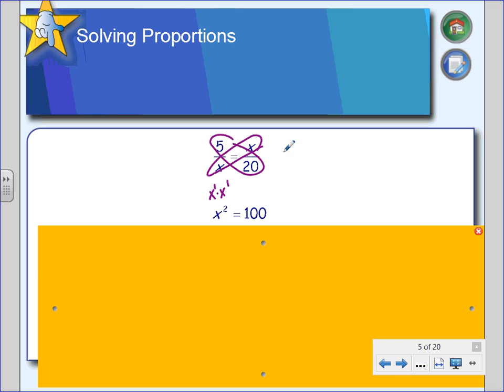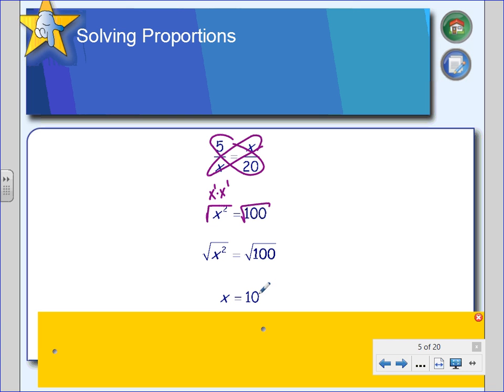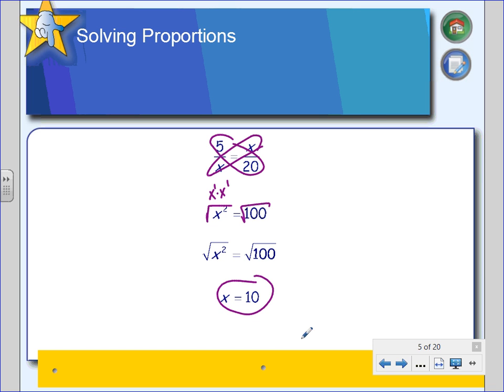100. Okay, to isolate an x squared, we'll take the square root of it. So we need to take the square root of both sides. And the square root of 100 is 10, so x's value is 10. So that means I could put 10 in here and 10 in there, and notice that they both reduce to the same fraction.